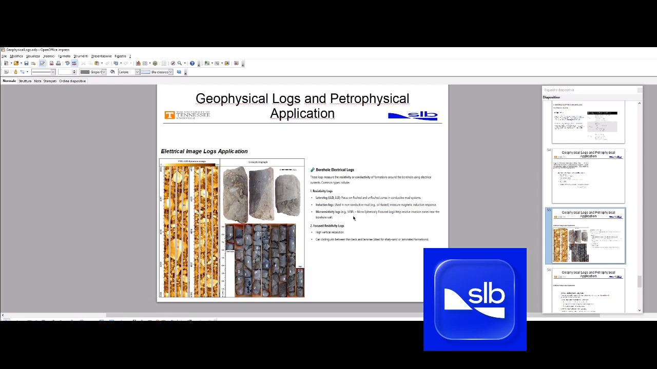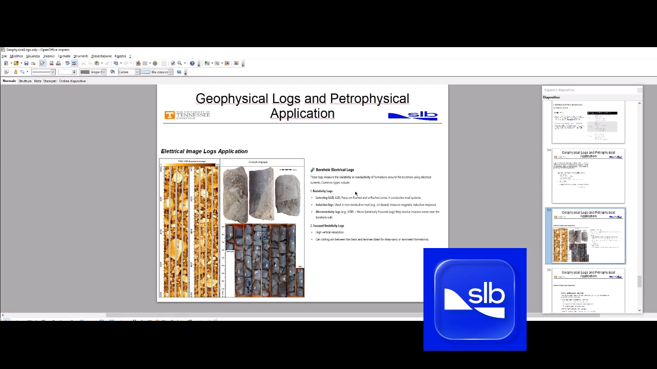Today we are speaking about borehole electrical images. The borehole electrical image is the log used to measure resistivity and conductivity of the formation around the borehole using electrical current.